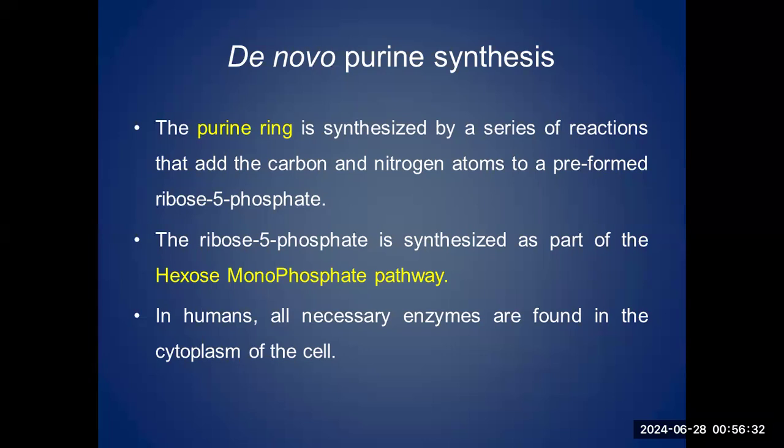And during HMP shunt, we get interconversion of carbon atoms between sugars of 3, 4, 5, 6, and 7 carbons. In humans, all necessary enzymes are found in the cytoplasm of the cell for the de novo synthesis of purines.